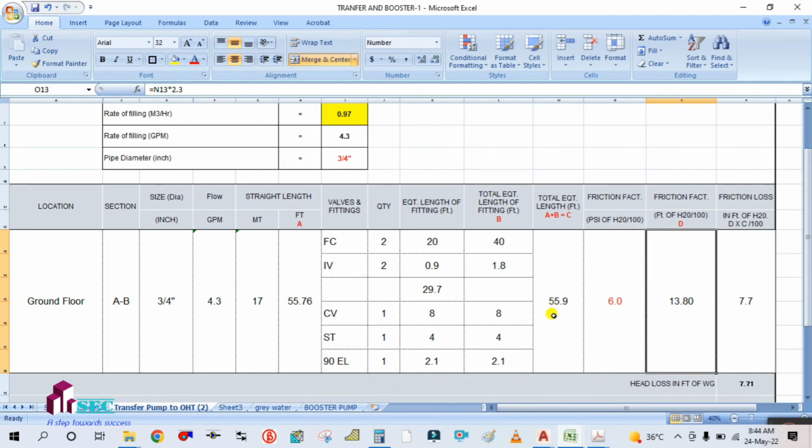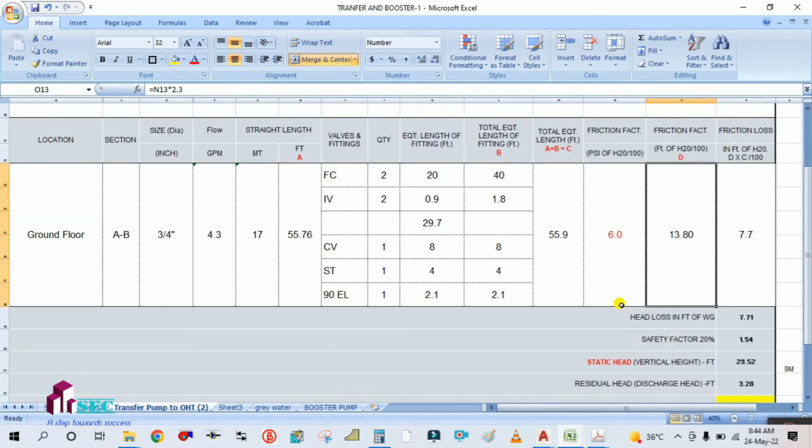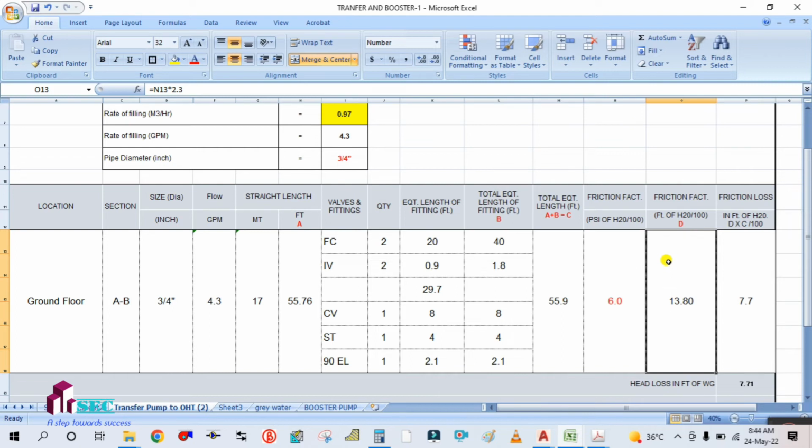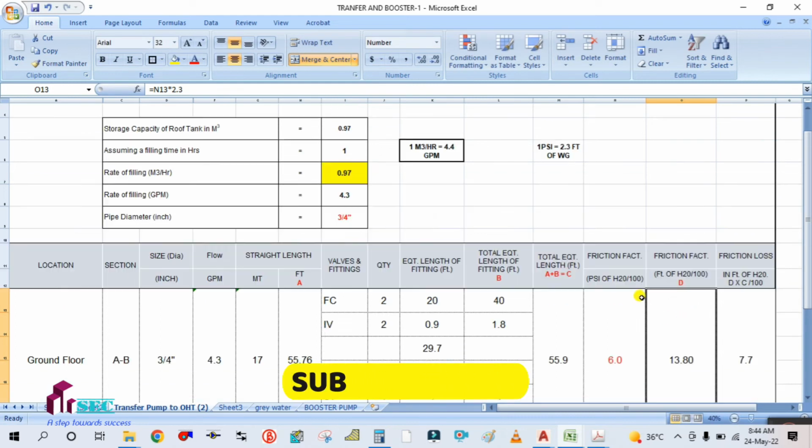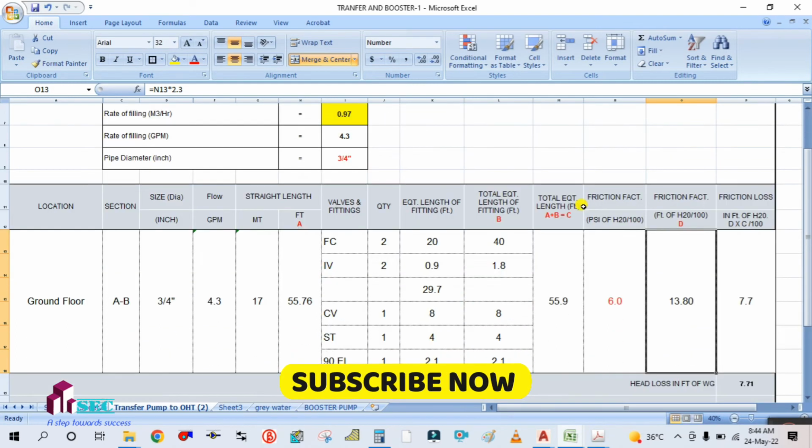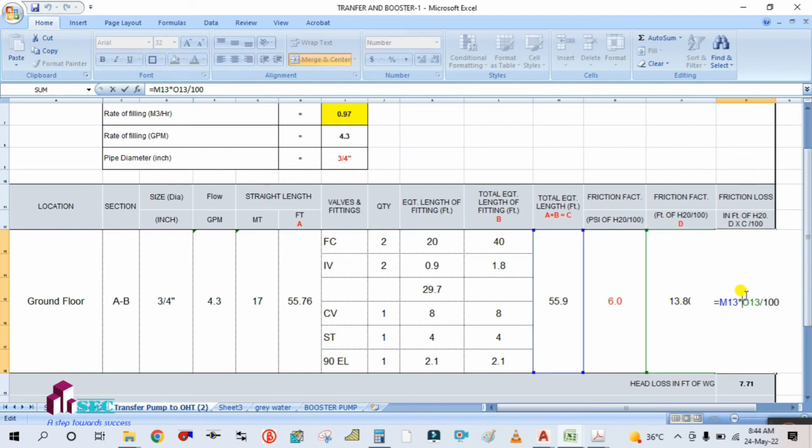So for 55 feet, what will be the friction factor? This is in psi, so I have converted it into feet. That means 1 psi is equal to 2.3 feet, so simply multiply this value by 2.3. This is for 100 feet. So for 55.9 feet, what will be the friction factor? Simply multiply and divide by 100: 55 into 6 divided by 100.